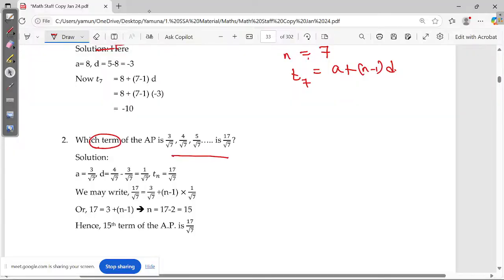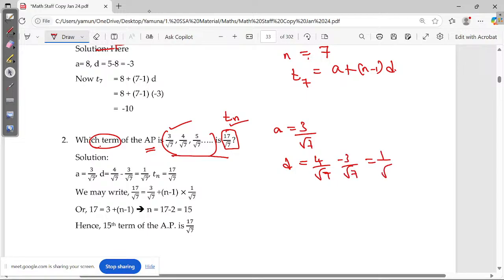Which term of the AP is this one? So this is the progression given. Which term is this one? So Tn is given. A we can already take from this, which is 3 by root 7. D obviously you can guess, and it's given as AP. So this is 4 by root 7 minus 3 by root 7, which is 1 by root 7.